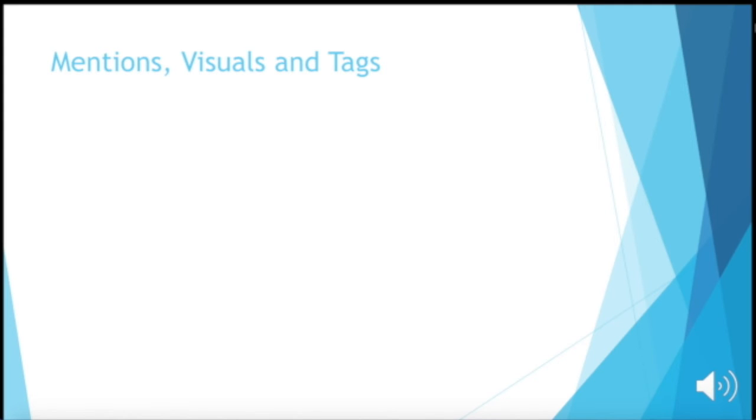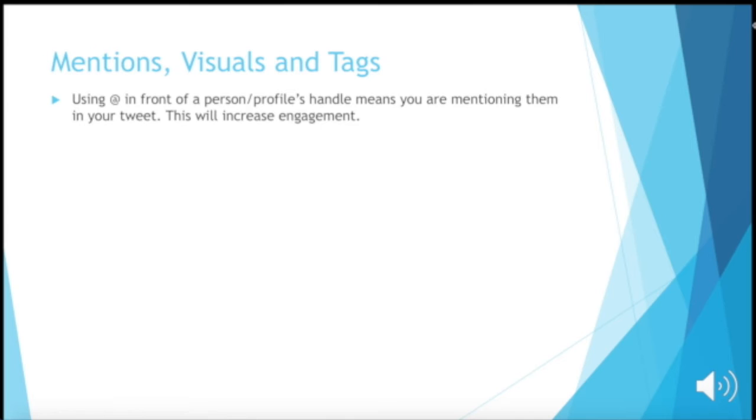Some other features that will help maximize your tweets are mentions, visuals, and tags. You don't always have to use these, but they're good to know in case you do want to use them, and I actually recommend doing so whenever possible. Whenever you place an @ symbol in front of a person or an organization's Twitter handle, it means that you are mentioning them in your tweet. This automatically tags that person or organization and lets them know that they are in your tweet. They are more likely to retweet your tweet and therefore increase your engagement, as their followers will also see it.